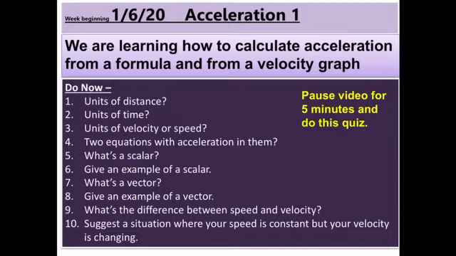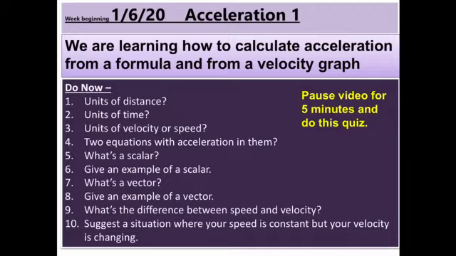Number 9, what's the difference between speed and velocity? We've pretty much covered that in the previous questions. Speed is a scalar, velocity is a vector. So velocity is speed with direction associated with it. So 30 miles an hour is a speed, 30 miles an hour north is a velocity.